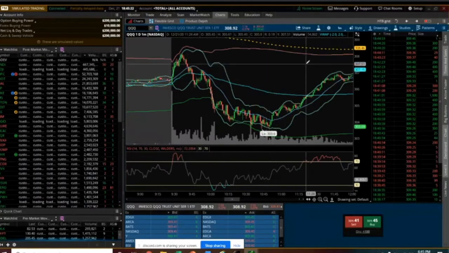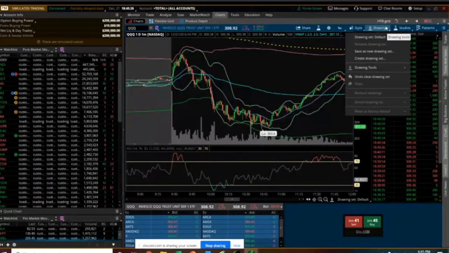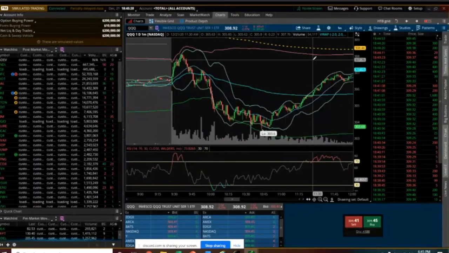Yeah, and honestly, here it looks like I would have gotten in sooner with the Bollinger Bands, but I would have stayed in longer using VWAP. So I'm definitely going to have to look at this more.